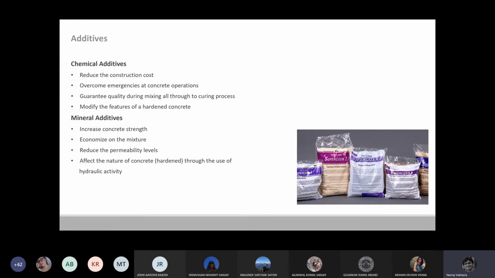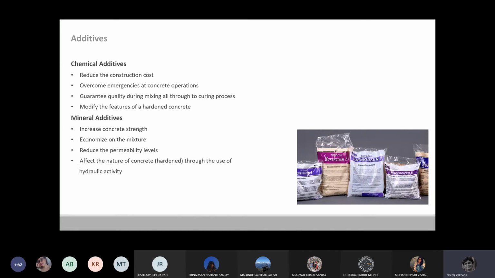Some are such that we mix them while we mix the water and cement in batching plants, or sorry, concrete plants, and some can be used later, for example the chemical additives. It reduces the construction cost. By using chemical additives like super plasticizers, we might be able to get the strength which we require, I mean increase the strength of the usual conventional mixture, in turn reducing the element sizes.